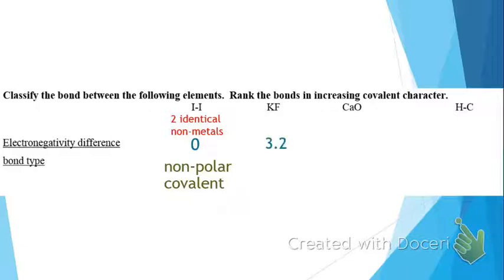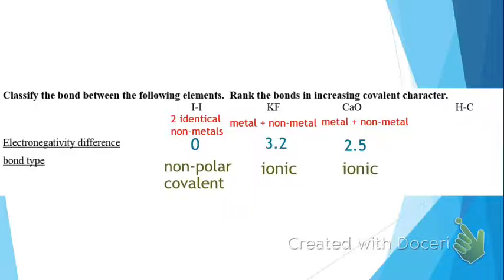K and F has an electronegativity difference of 3.2, 4 minus 0.8. But we can also see that K is a metal, an alkali metal, F is a nonmetal, and that means that it's ionic. Same with calcium and oxygen. I already know that those are a metal and a nonmetal, so I don't care that the electronegativity difference is smaller. I don't have to worry about where the dividing line is. Is it like 2 something or is it 1 something? If it's a metal and a nonmetal, it's going to be ionic.